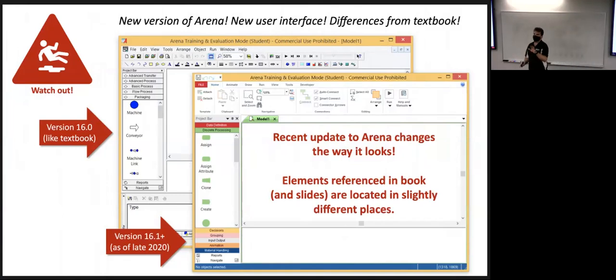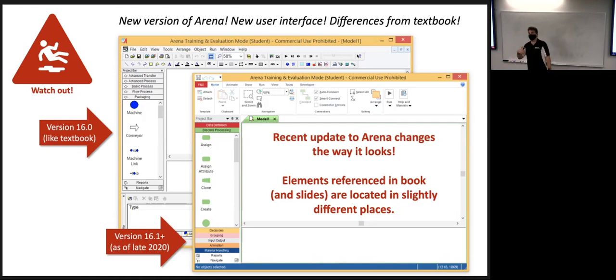But for those of you who want to move ahead to install Arena, make sure to follow the installation instructions that I've linked from Canvas. Back in December of last year, they made a major change in the user interface for Arena, and they went from 16.0, which is the version like the textbook, to 16.1. That doesn't sound like a big change, but it was a massive overhaul of Arena. And it just happened in December. We don't have any fresh textbooks. We don't have any fresh curriculum materials. All of the same stuff is in Arena, but it's located in slightly different places.